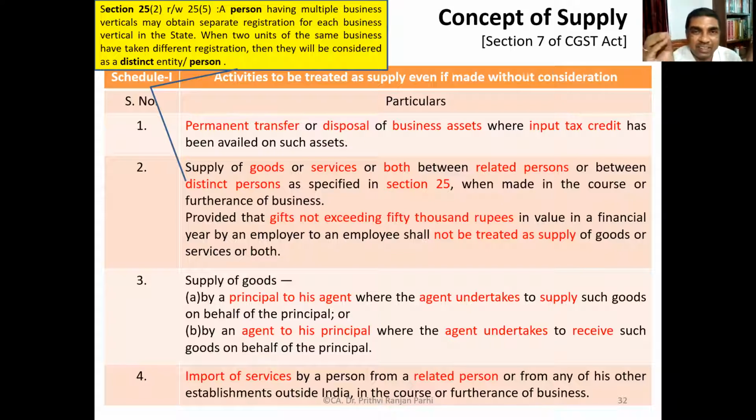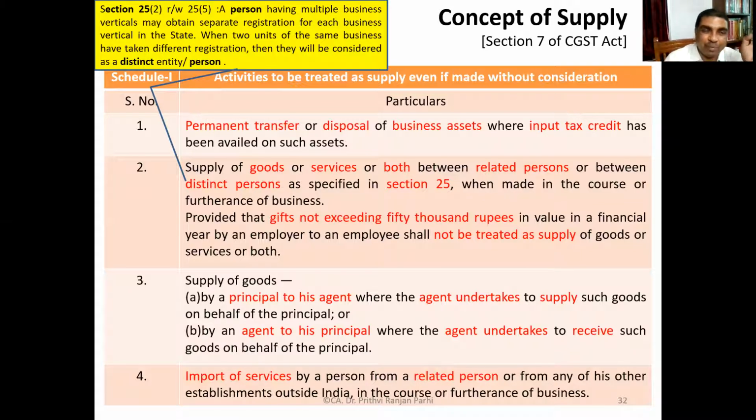What happens in case a person is having multiple business verticals? For example, someone is doing textile trading, and someone is also selling some electrical items. So two are different verticals of the business. There is a possibility that one can take two GST registration numbers in the same state. One is the textile business, the other part is selling electronic equipment. Two units can have two different businesses. If that is so, in respect to each other, they will be considered a distinct entity and distinct person, even if the business belongs to one person.